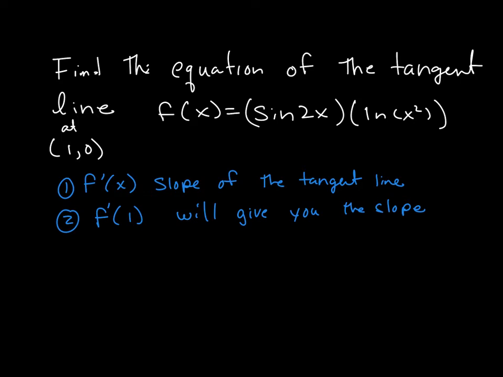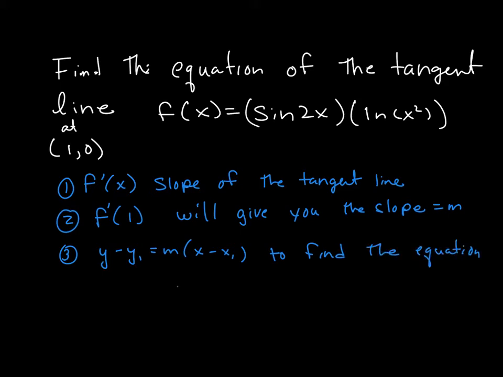The slope is going to be in terms of sine or cosine, or maybe a natural log. It depends on how we get the derivative. And then step 3 is we need to use the equation of the line once we have the slope. Remember, that's going to give you m. So then we're going to use y minus y1 is equal to m times x minus x1 to find the equation of the tangent line.